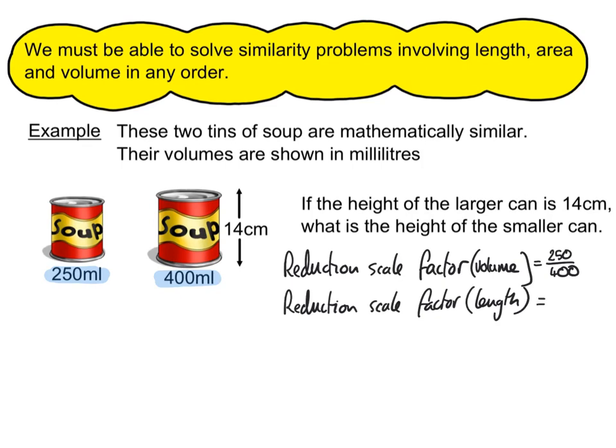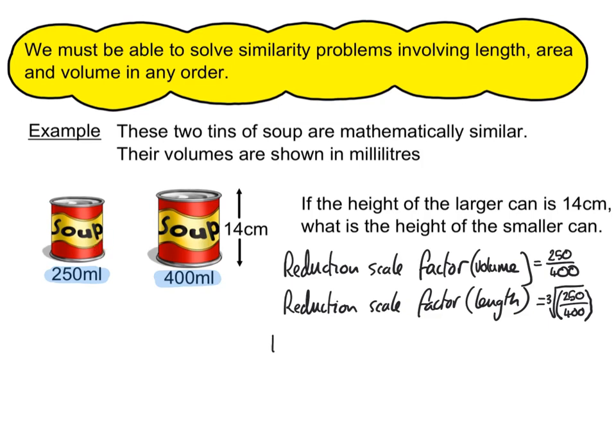So remember, when I wanted to go from length to volume, I would cube it. So to go from volume to length is the inverse of cubing it, which is going to be the cube root. So I'm looking for the cube root of, so a small little 3 in there. Keep that in brackets for your calculator. That's really important that it has brackets around it. And we'll close the brackets there. So this is now a reduction scale factor for length, which means I can actually use it to reduce a length. In other words, reduce this 14 here to find the height of the smaller can of soup.